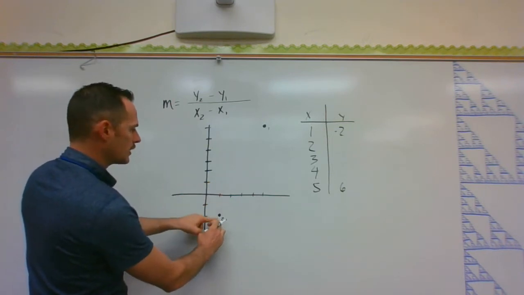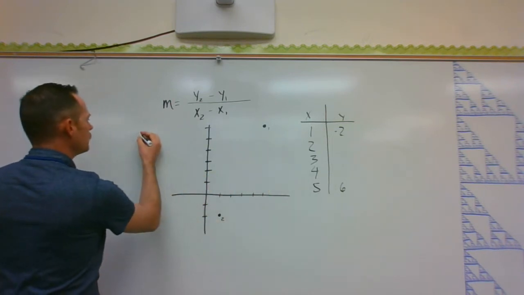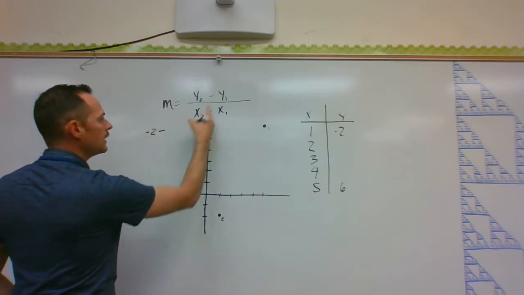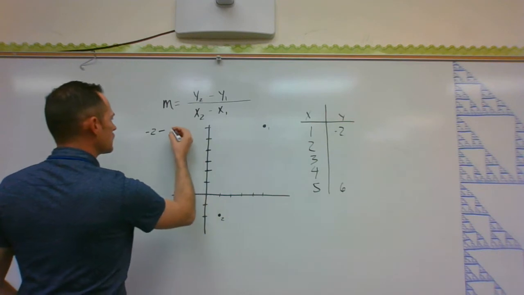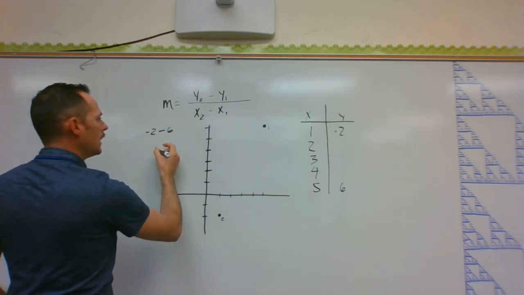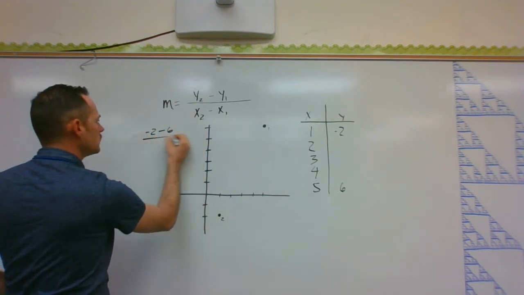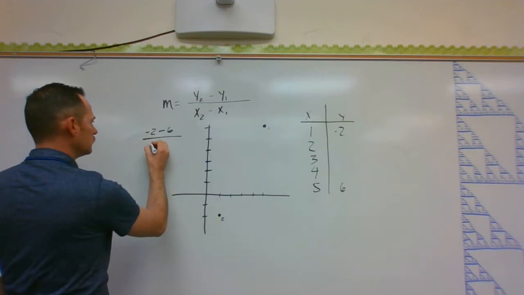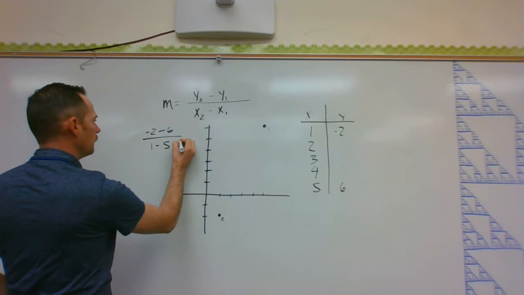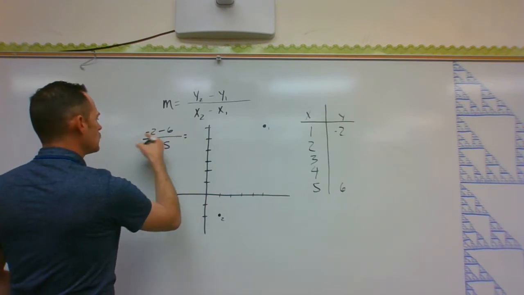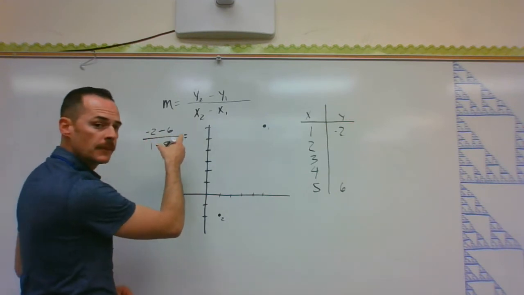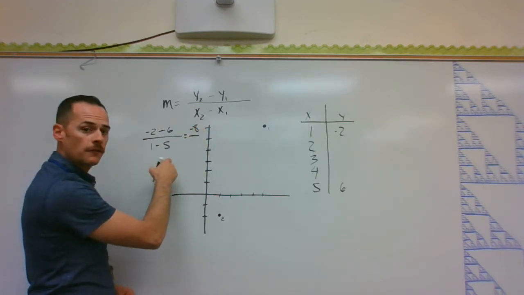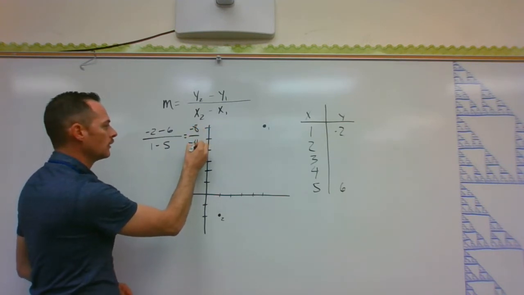Okay, so I'm going to look at this one and it's -2 minus 6. And now I'm going to use the x's. This x is 1 minus 5. Okay, so -2 minus 6 is -8. 1 minus 5 is -4.